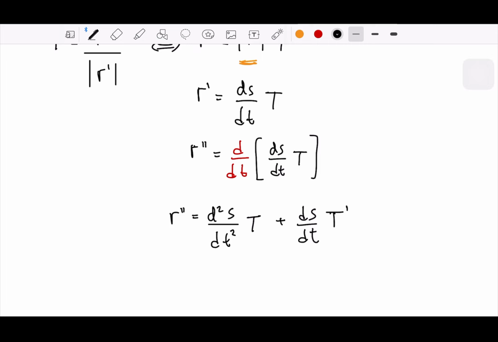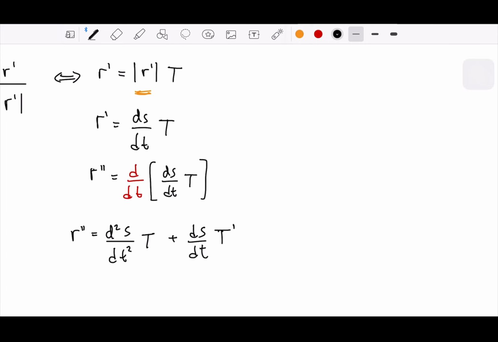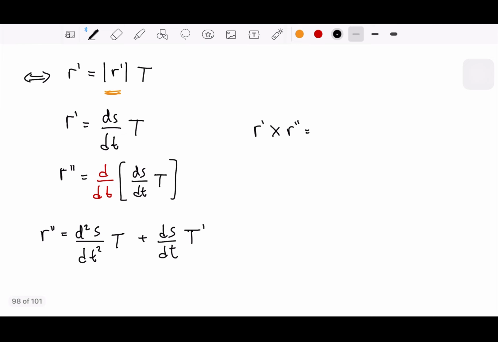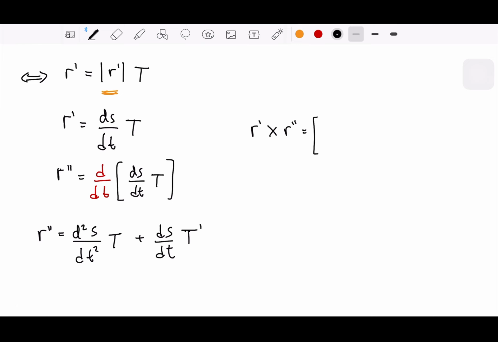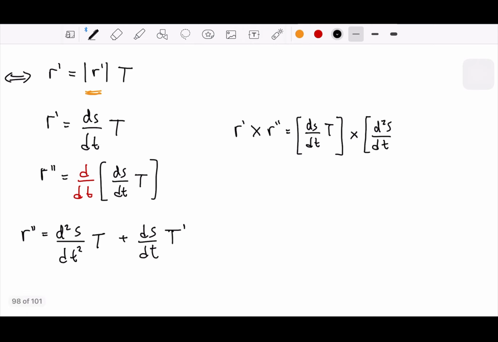Now from this r prime and r double prime, what we are going to do next is cross product the r prime with the r double prime, and it will be equal to ds over dt. Let me just write all the things that have been written before, crossing all the results from the product rule before.